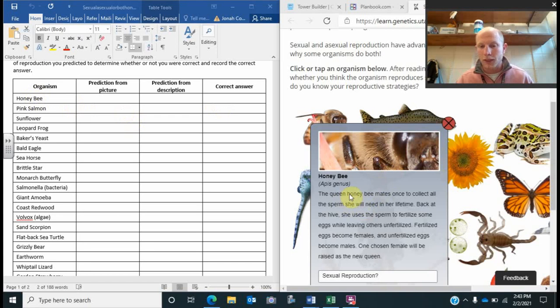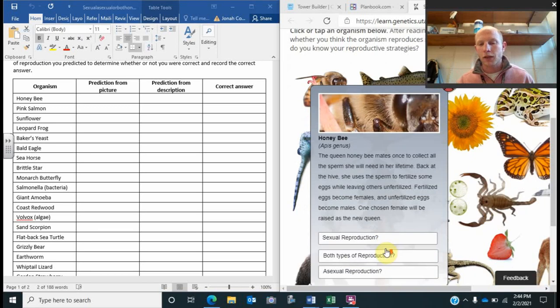So we have our honeybee here. This queen honeybee mates, wanting to collect all of the sperm she will need in her lifetime. Back at the hive, she uses the sperm to fertilize some of the eggs while leaving others unfertilized. Fertilized eggs become females and unfertilized eggs become males. One chosen female will be raised as a new queen.